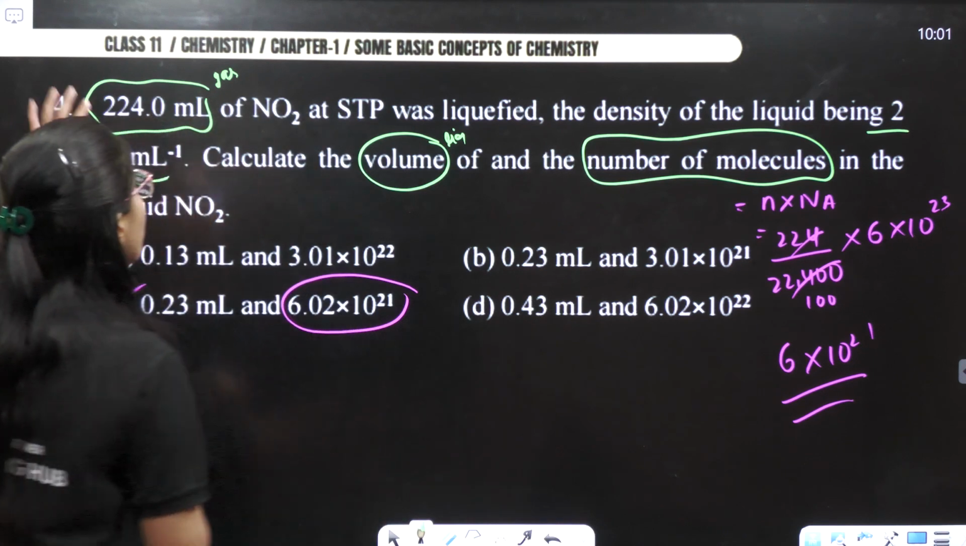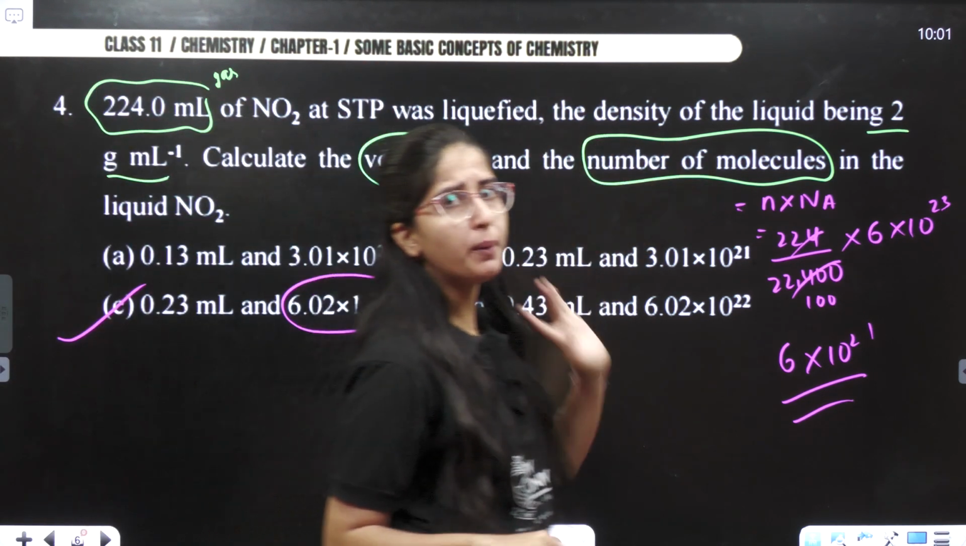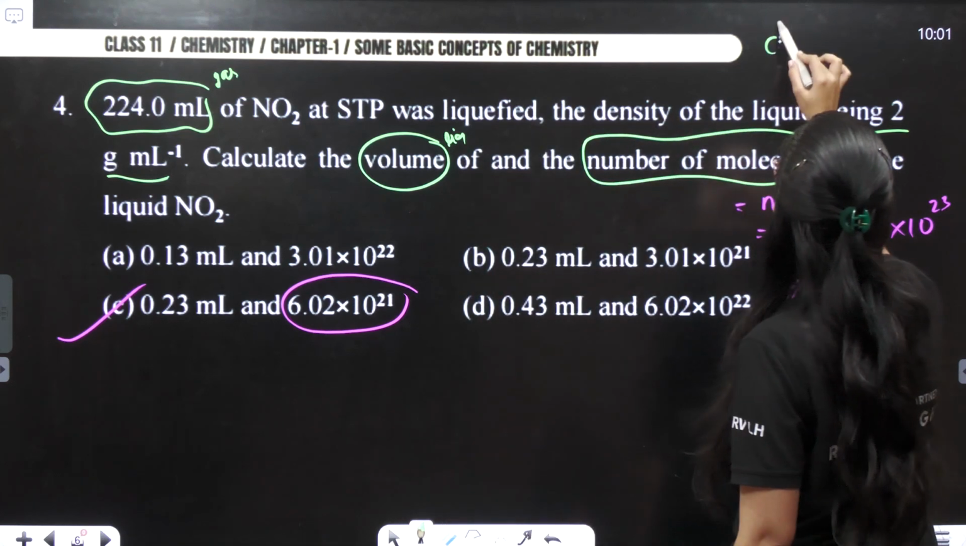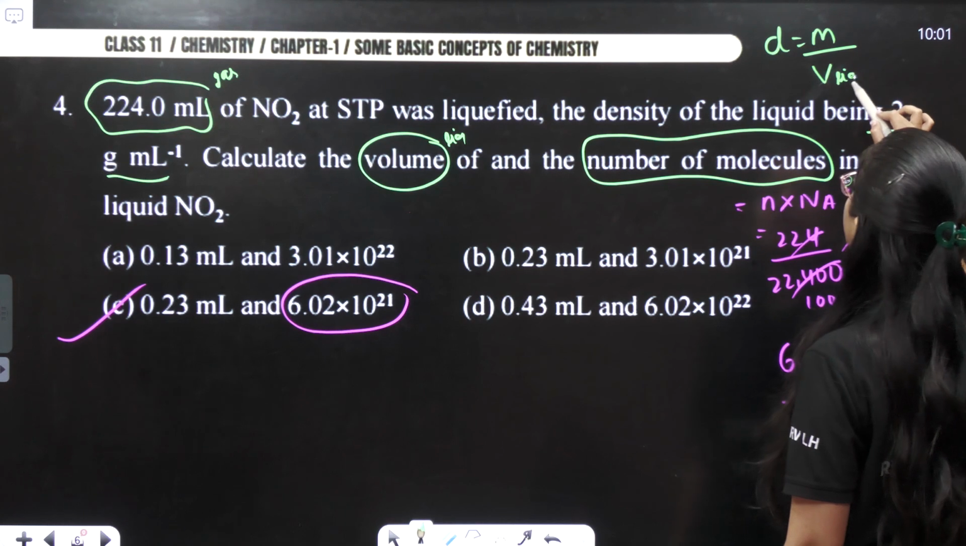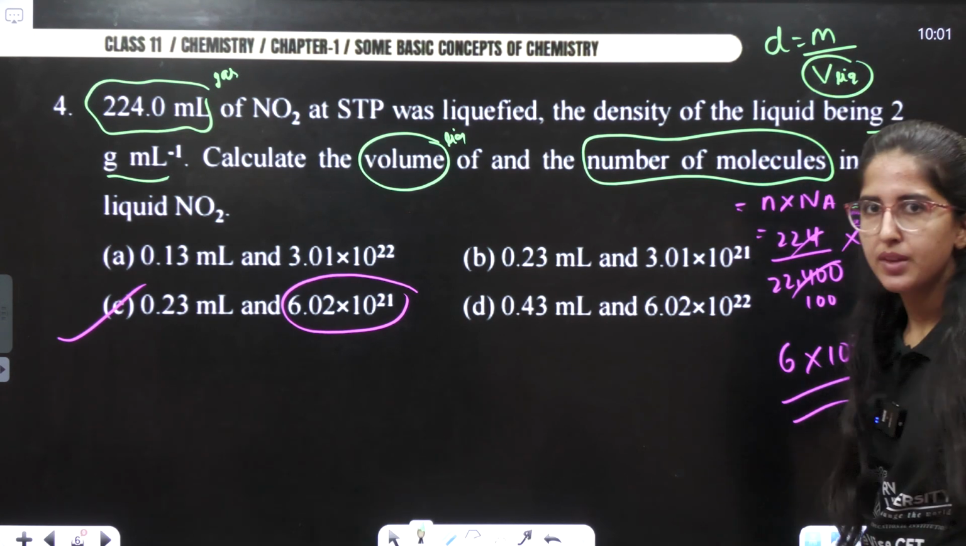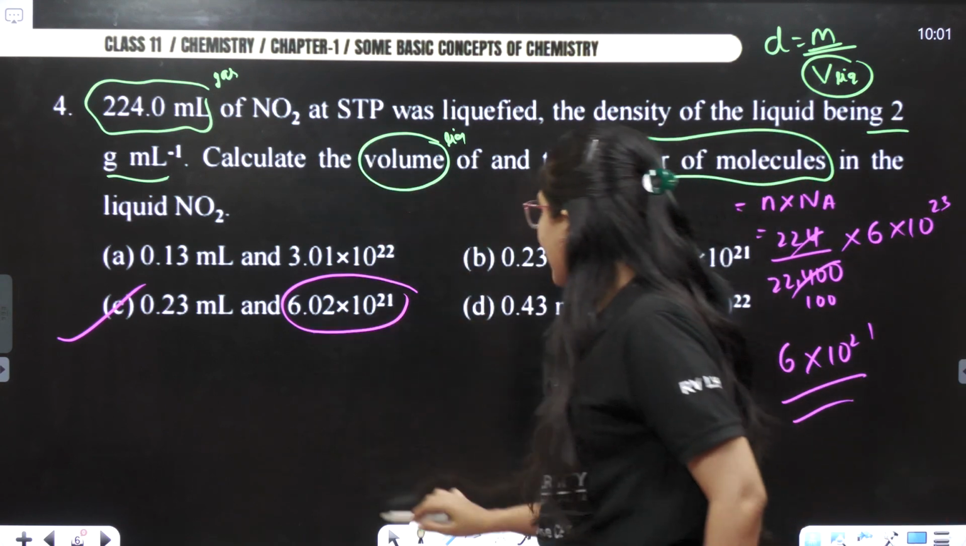See here, the mL is for your gas, and density is for your liquid. From density, you know that density is equal to mass divided by volume. So this volume of liquid you can find from this formula. But for that you need the mass. How much mass was there? So you can calculate it here.